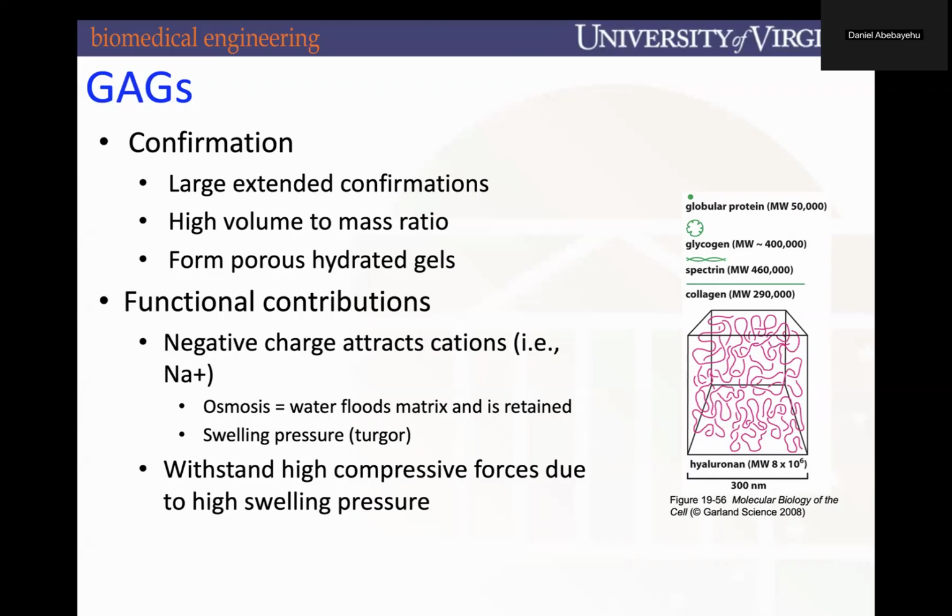One way I like to think about this is the annoying person on the UTS bus who occupies a lot more space than they probably should. That is kind of how GAGs behave in tissue. They occupy way more space relative to their mass.